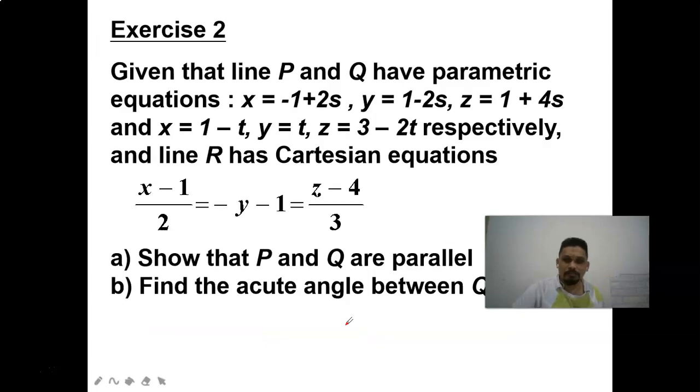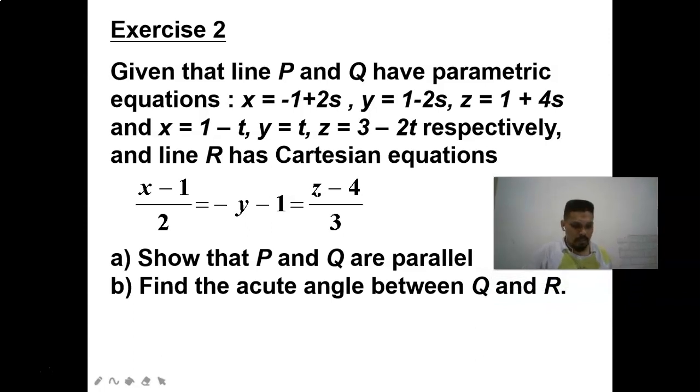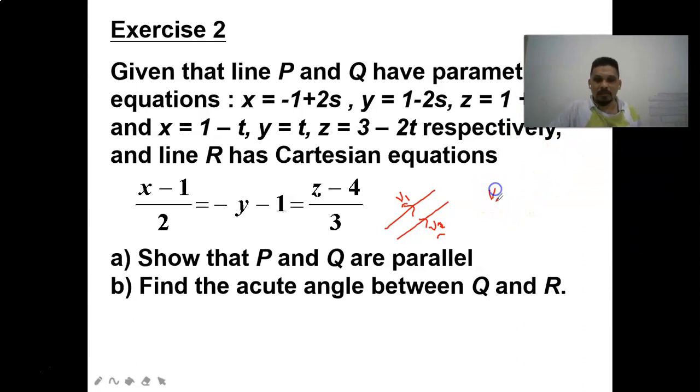And for exercise 2, show that P and Q are parallel. Parallel means a similar direction here, and this is for V1 and this is V2. So to see whether this is parallel or not, come up with V1 equal to K V2, where K is equal to the value of lambda.